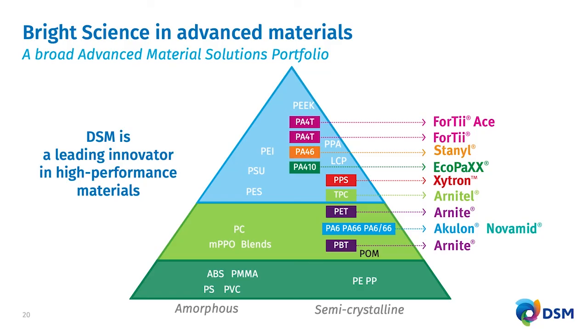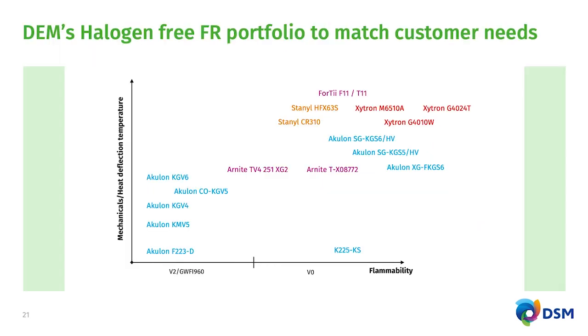DSM Engineering Materials has a large portfolio of engineering thermoplastics, as you can see in this graph. It goes all the way from PBT, polyamide 6, 66, PET, PPS, sustainable EcoPaXX, polyamide 410, already discussed polyamide 46, and our PPA, PA4T. Now, based on all these base polymers, we have developed a complete halogen-free flame retardant portfolio to match the needs in the electrical segment.